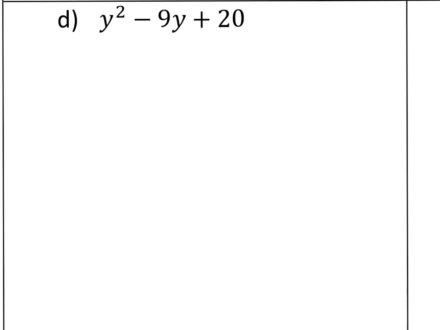Example D, we've got the sum is minus 9 and the product is 20, which is the number term. So if we think about all the numbers that multiply together to give 20, you'd have 1 and 20, 2 and 10, 4 and 5. But the way they are, they'll never get a sum of minus 9. So if we add, 1 and 20 gives 21, 2 and 10 is 12, 4 and 5 is 9.